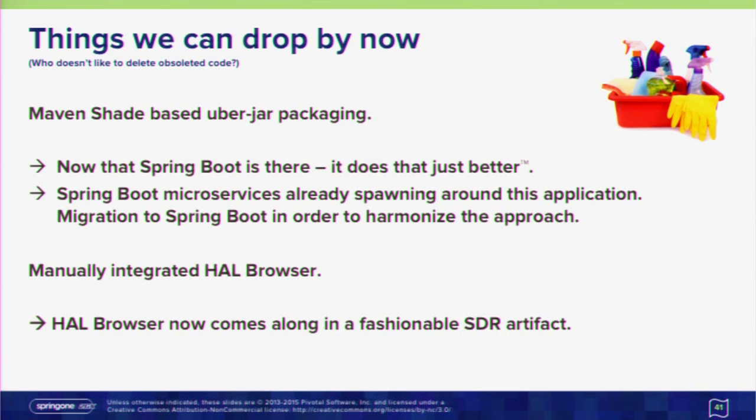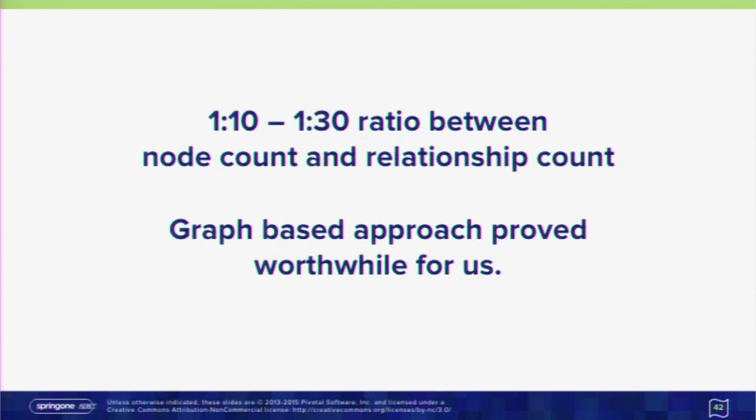In the past, we manually integrated the HAL browser for the RESTful API, but this is going to be brought into the picture by Spring Data REST. You just add a dependency, and there goes your web UI API browser for testing purposes. So we will remove that manual integration in the long run. We do have, in summary, a 1:10 to 1:30 ratio between node count and relationship count. So we feel that the graph-based approach proved really worthwhile for us.